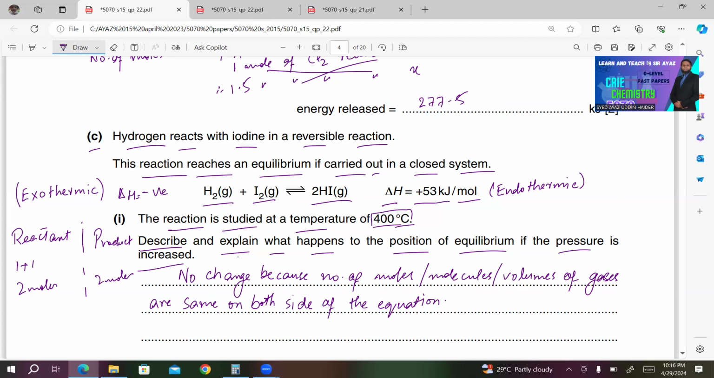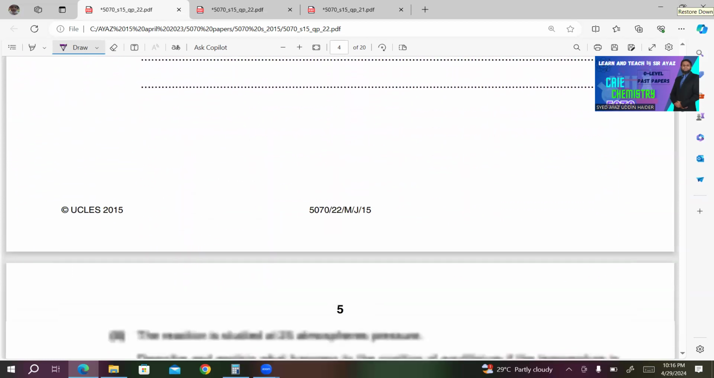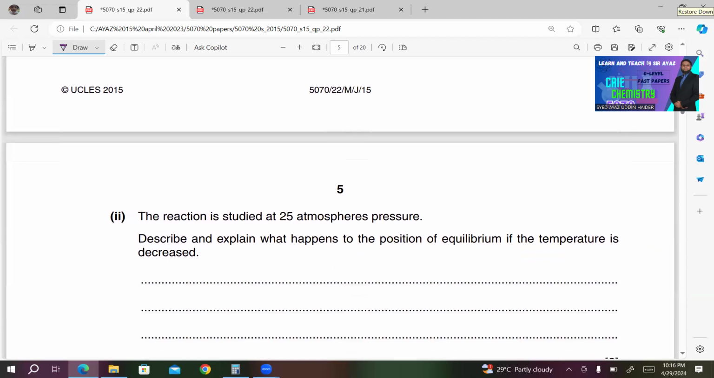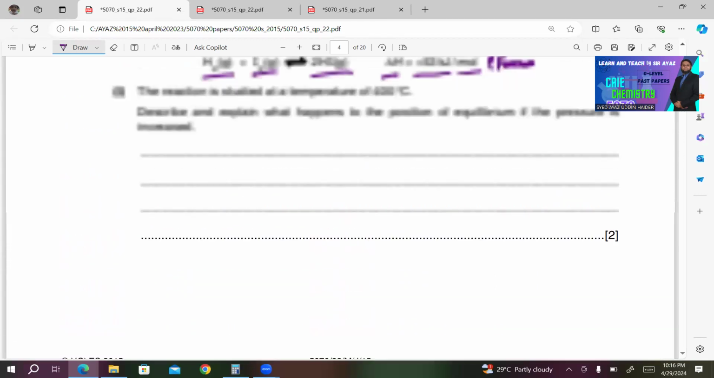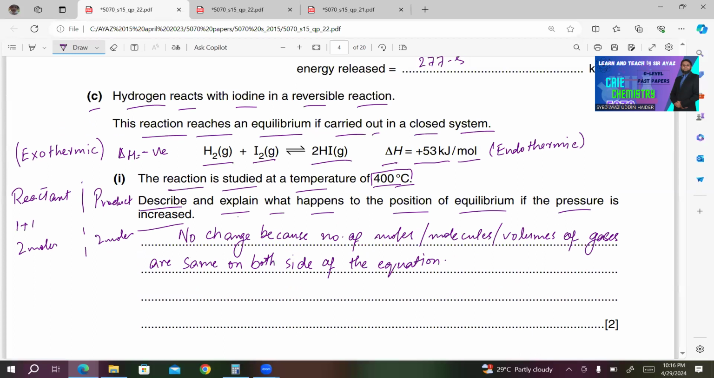Okay, next part. The reaction is studied at 25 atmospheres pressure. This time they are maintaining the pressure. They ask you to describe and explain what happens to the position of equilibrium if the temperature is decreased. Now, definitely the equilibrium will shift to the side which is exothermic. So the backward direction is exothermic.